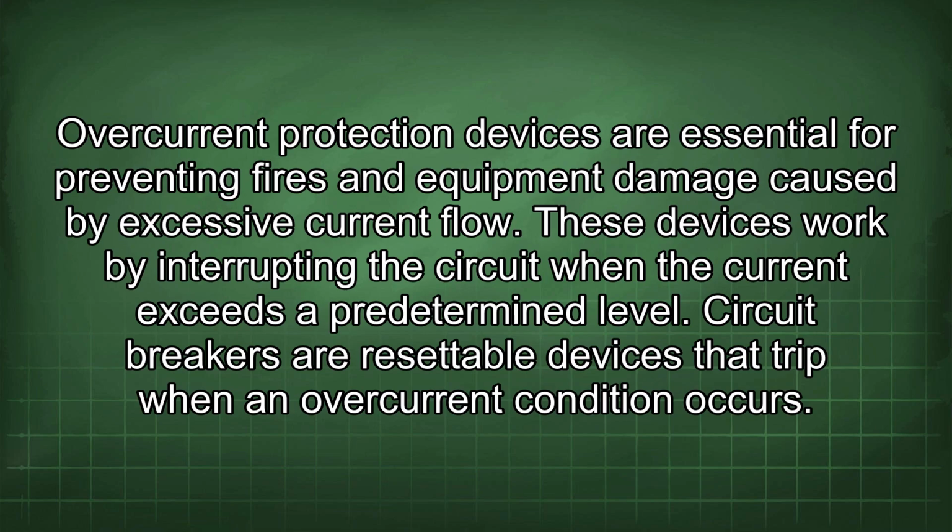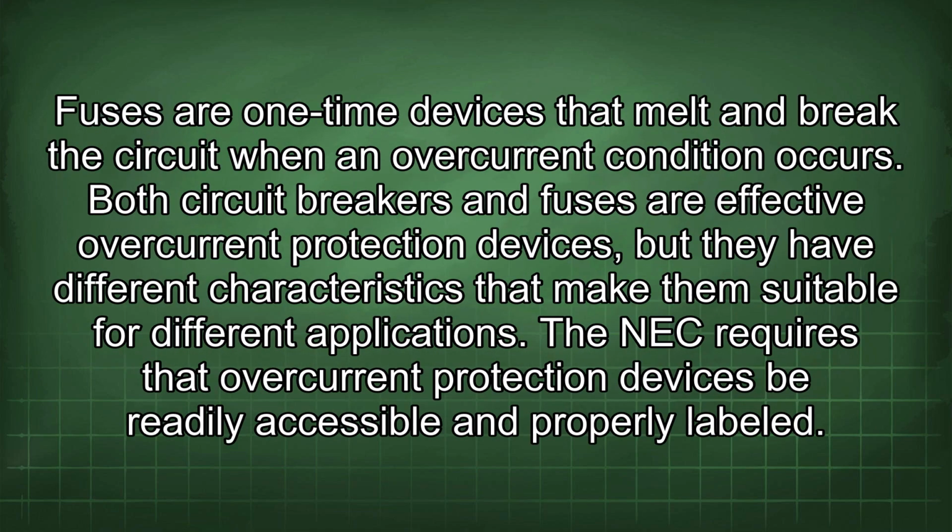Overcurrent protection devices are essential for preventing fires and equipment damage caused by excessive current flow. These devices work by interrupting the circuit when the current exceeds a predetermined level. Circuit breakers are resettable devices that trip when an overcurrent condition occurs. Fuses are one-time devices that melt and break the circuit when an overcurrent condition occurs. Both circuit breakers and fuses are effective overcurrent protection devices, but they have different characteristics that make them suitable for different applications.